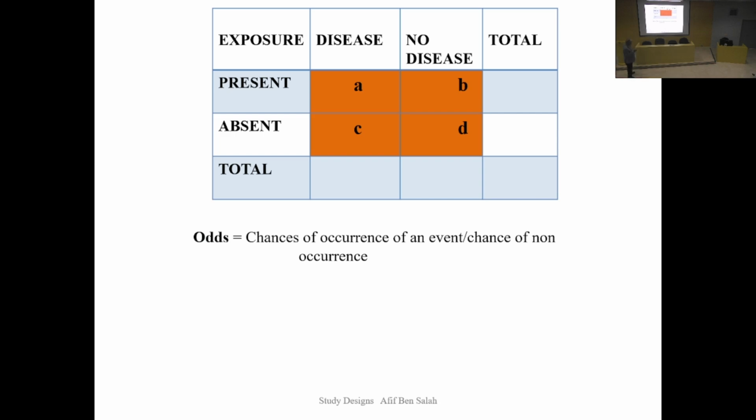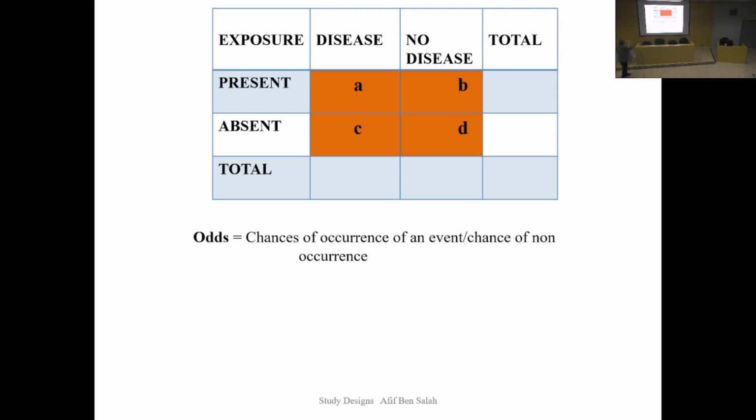So now I have to define something. Pay attention, because it's a bit difficult. The concept of odds. Those who know horses and betting on horses understand this. The odds of occurrence of an event is the chance of occurrence of the event divided by the chance of non-occurrence. So the odds is this ratio.